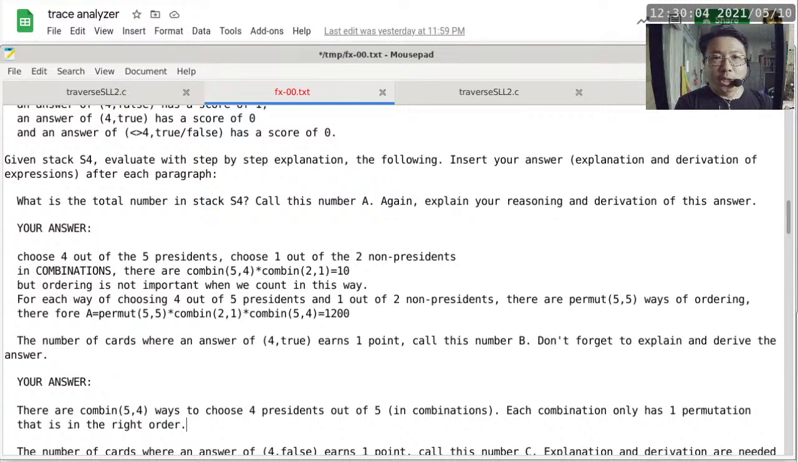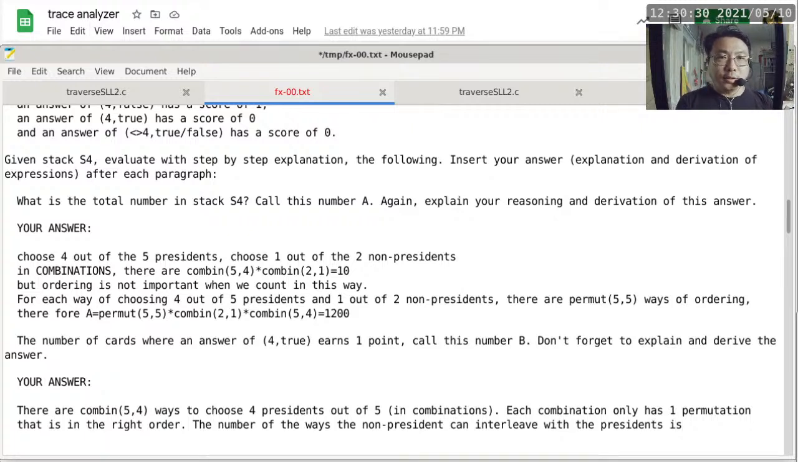Okay, so now the only thing that we have to do is to figure out the number of ways that the non-president can interleave with the presidents. Okay, so now we say the number of ways the non-president can interleave with the presidents is. Alright, so in this case, I want to be general, and not just, because when there's only one, it's easy to figure out.